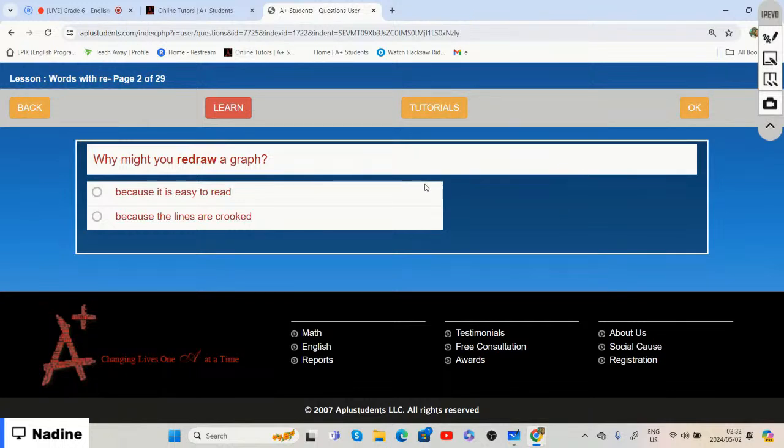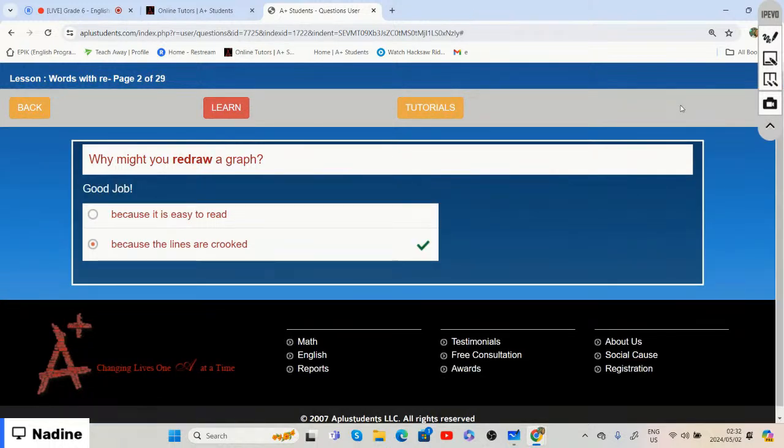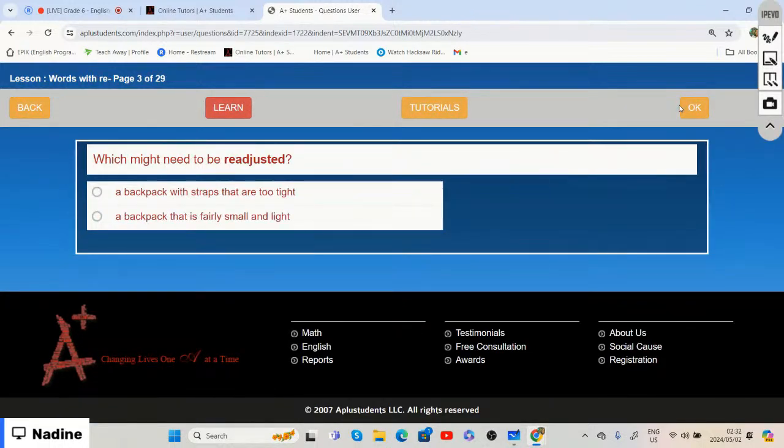So we might redraw a graph when the lines are crooked. Yes, well done. When the lines are crooked, which might need to be readjusted. Readjusted. Is it a backpack with straps that are too tight, or a backpack that is fairly small and light?